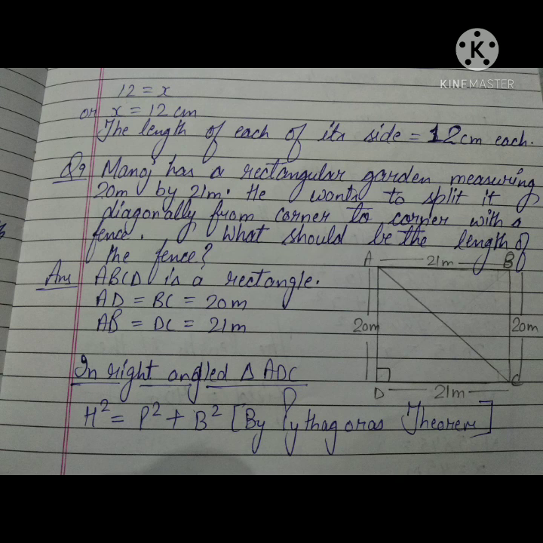In question number 9, Manoj has a rectangular garden measuring 20 meter by 21 meter. He wants to split it diagonally from corner to corner with a fence, right? What should be the length of the fence? Manoj has a rectangular garden, he measured it, its length is 21 meter and the breadth is 20 meter, right, and he wants to split it, he wants to divide it into two parts diagonally.